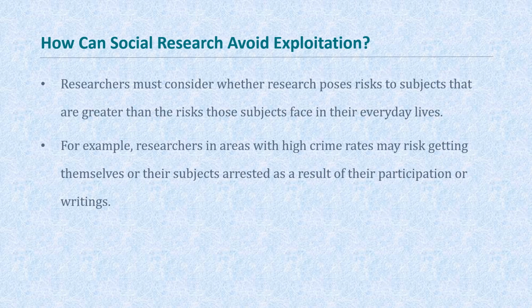Social research is prone to exploitation. How do sociologists avoid that? They must consider whether the research poses risks to subjects that are greater than the risks those subjects would face in their everyday lives. For example, researchers in areas with high crime rates may risk getting themselves or their subjects arrested as a result of their participation or writings.